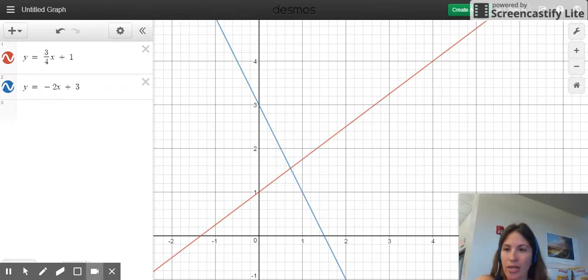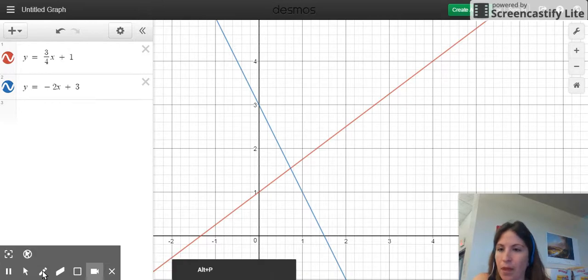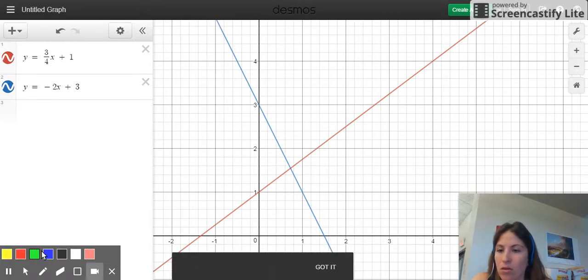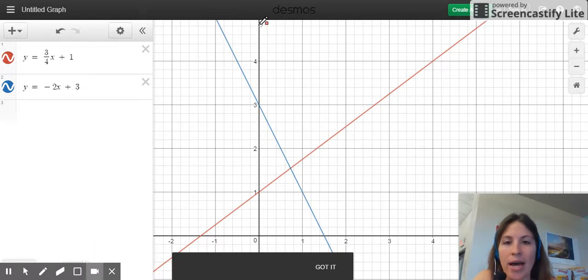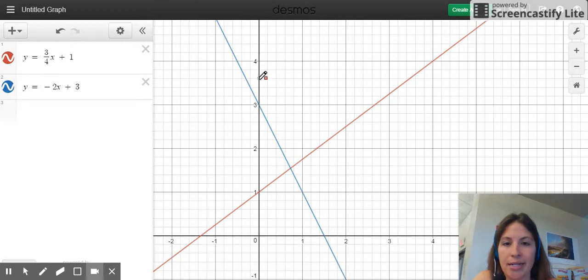Let's talk about the red line first. On the red line, if you start at the top of the y-axis and start tracing down until you hit the red line, that's where the y-intercept is. So the y-intercept here is at positive 1.